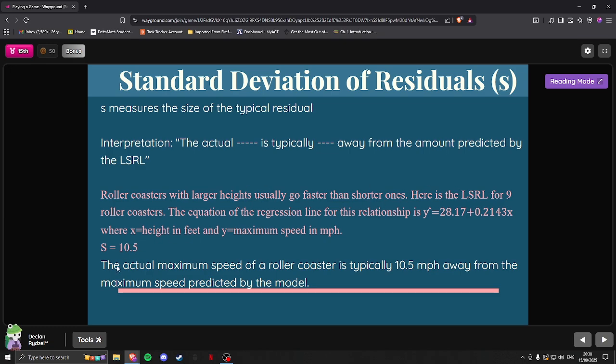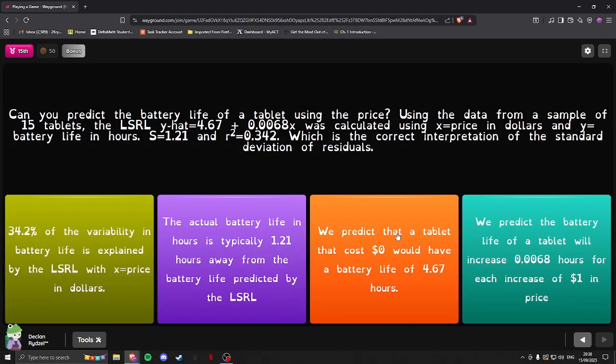So that means the roller coaster's larger heights usually go faster. So that means the actual maximum speed of a roller coaster is typically 10.5 miles per hour away from the maximum speed predicted by the model. So it's not talking about means here, it's talking about the regression model. So think of this as the standard deviation for a regression line instead of the standard deviation for a mean, which is the correct interpretation of the standard deviation of the residuals.